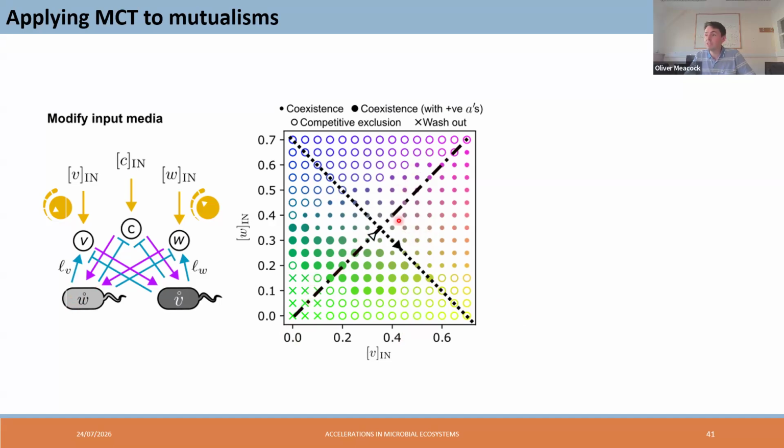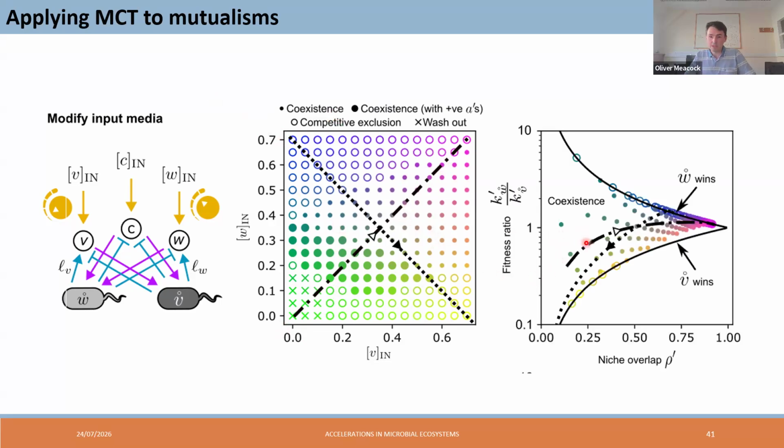And then I've also plotted these two axes over here, which basically say this is a constant ratio of our input amino acids, and this is a constant amount of our two when we add them together. So this is a constant total concentration, and this is a constant ratio of the concentrations of the two.